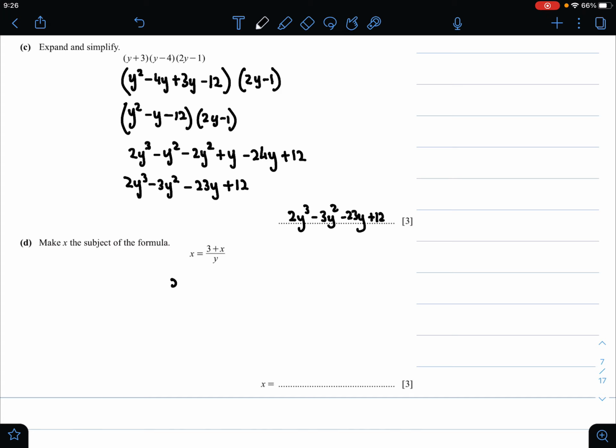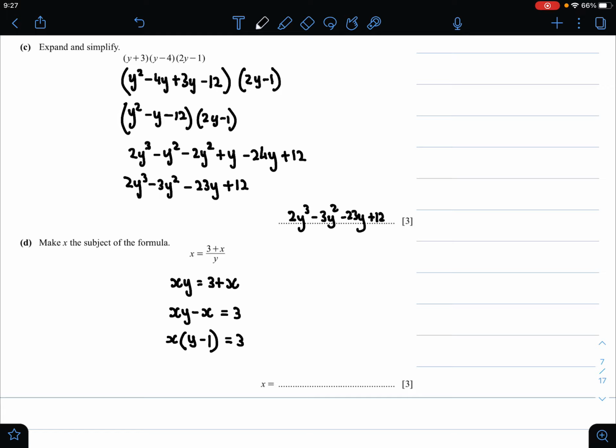So it will become xy is equal to 3 plus x. Now let's group together the x variable. So let's take x to the other side of the equation. So it will become xy minus x, because positive will become negative, is equal to 3. Now let's take x common from the left hand side of the equation. So if you do xy divided by x, you'll be left with y, and negative x divided by x, you'll be left with negative 1.